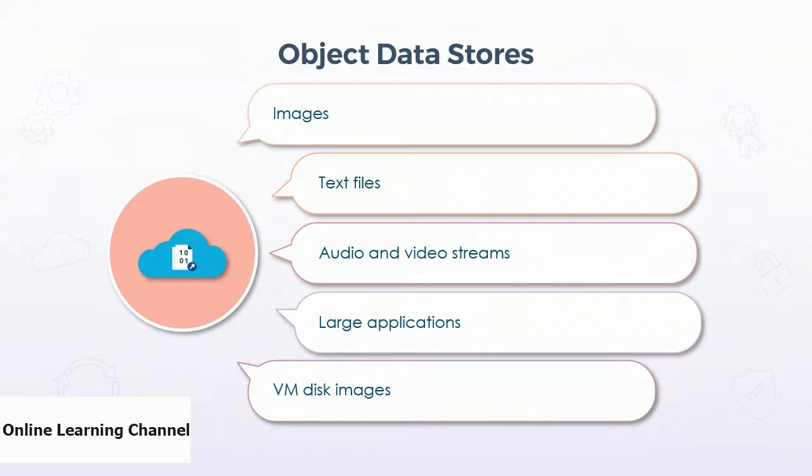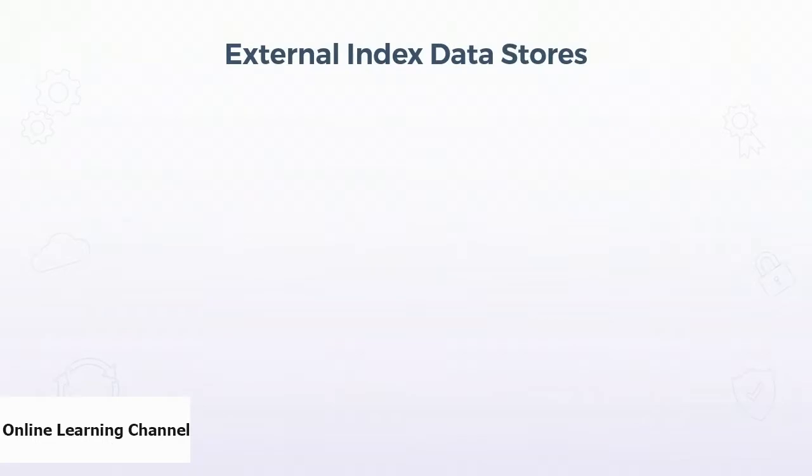Applications and services typically query for the whole objects. For instance, a website might refer to the images in an object data store to display on the website. Analysis services may also analyze these objects in clever ways. For example, an AI service might search the images in a big data object data store for images that contain faces. And finally, there are external index data stores.